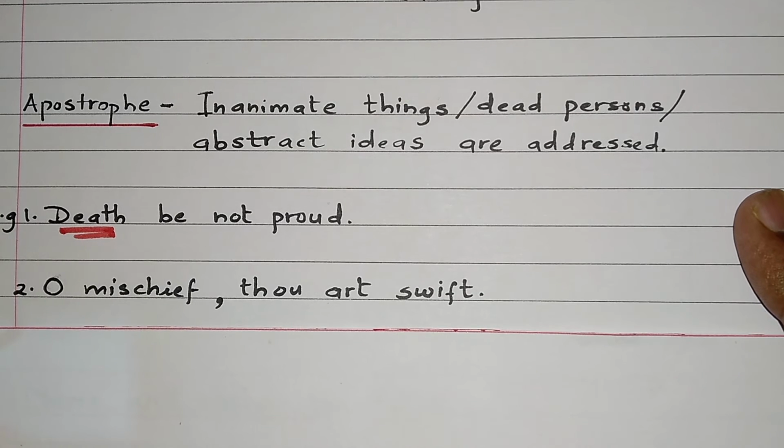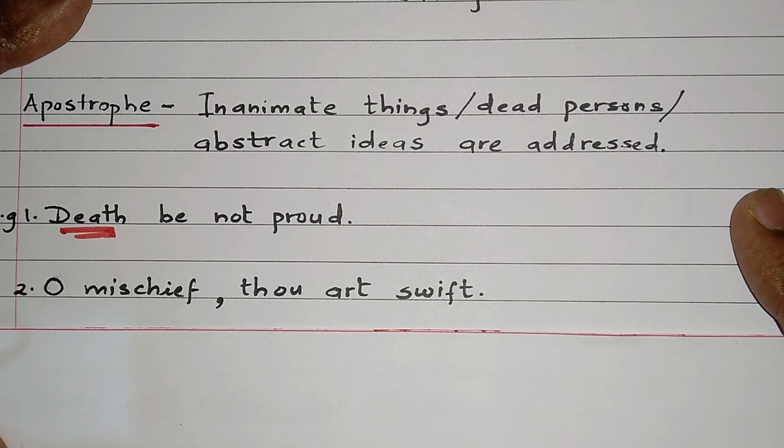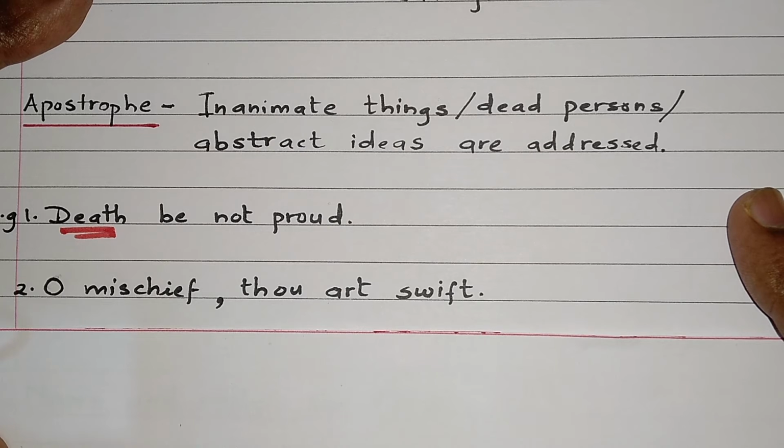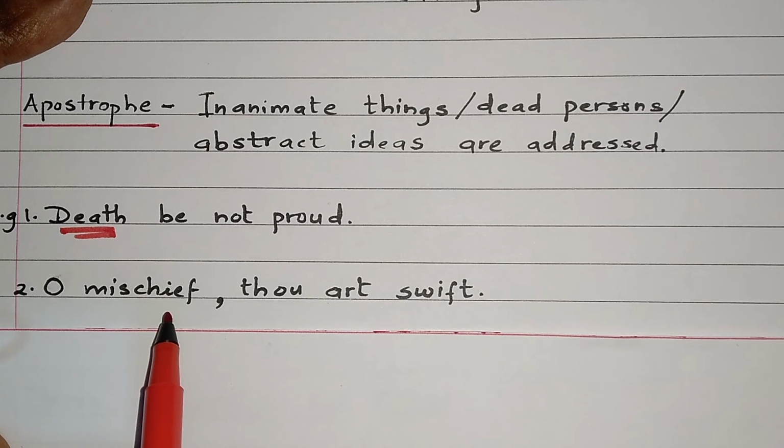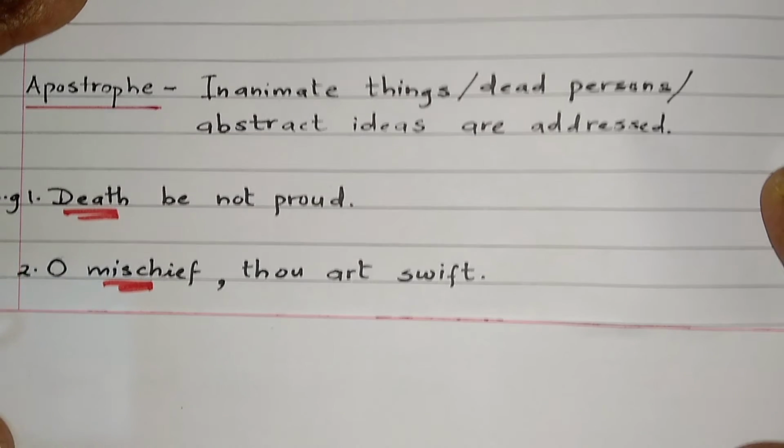Similarly, O mischief, thou art swift. This line has been taken, friends, from the play Julius Caesar, written by William Shakespeare. Mark Antony says this line, O mischief, he addresses mischief. So therefore the figure of speech is apostrophe.